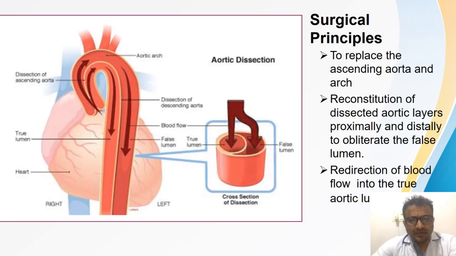The surgical principle of aortic dissection, type A aortic dissection, includes the replacement of the ascending aorta and the arch vessel. We need to reconstitute the dissected aortic layers proximally and distally in order to obliterate the false lumen, and we should be aiming to redirect the blood flow into the true lumen.